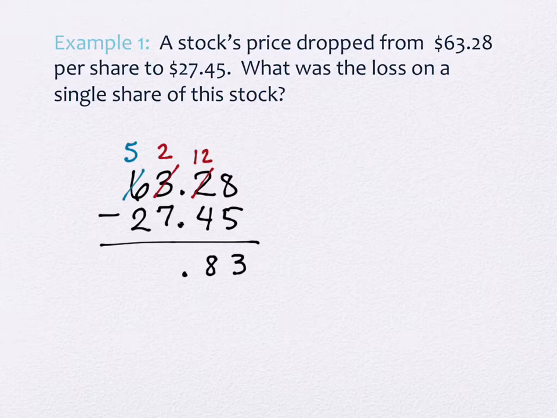So I now have 10 ones plus my 2 ones, so now I have 12 ones. If I have 12 ones and I take away 7 ones, I'm left with 5 ones. And then 5 minus 2 for my tens place gives me 3. And I have units of dollar signs, so I'll use them. This would be $35.83.